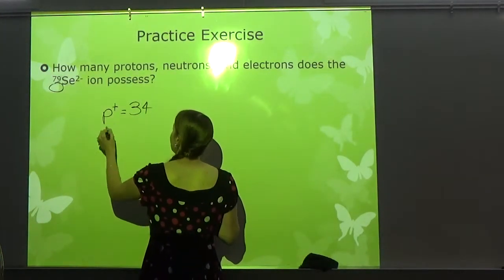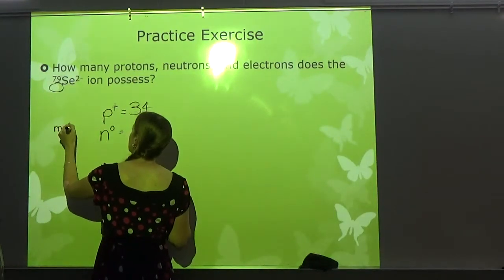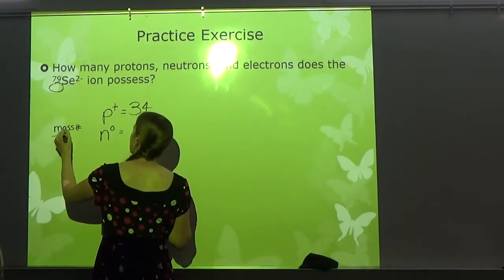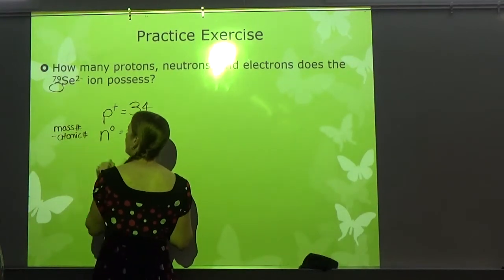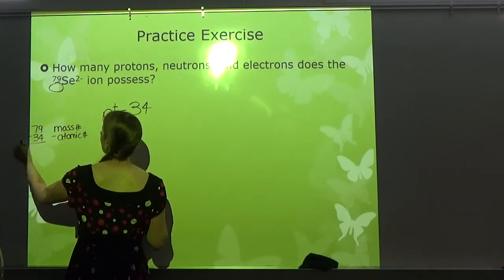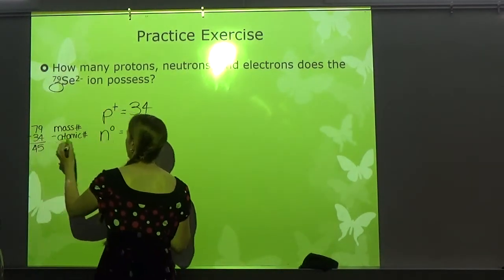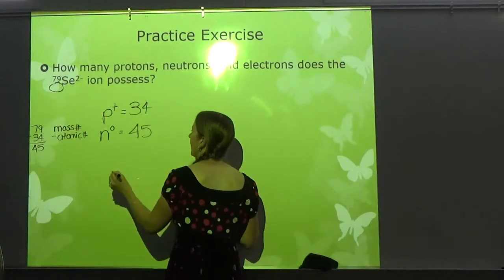All right, next I need neutrons. To get neutrons, you just do mass number minus atomic number. That will give you the number of neutrons. So I can just do 79 minus 34. That's all I have to do for that. And so then if you look, we get 45. So our neutrons are 45.